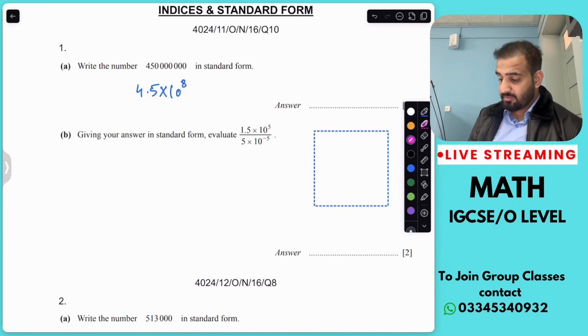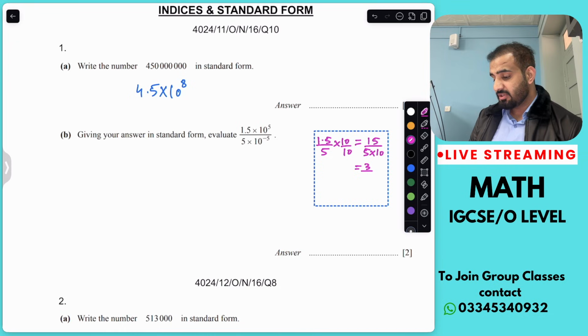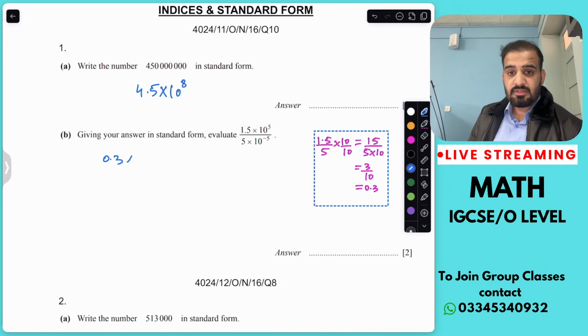So you can treat 1.5 over 5 as, let's multiply it with 10 over 10. So it will become 15 over 5 times 10. Now 5 will be cancelled out with 15, so it will become 3 over 10. So 3 over 10 is just 0.3. So it will be written as 0.3 cross 10 raised to power 5 minus minus 5. So 0.3 cross 10 raised to power 10.